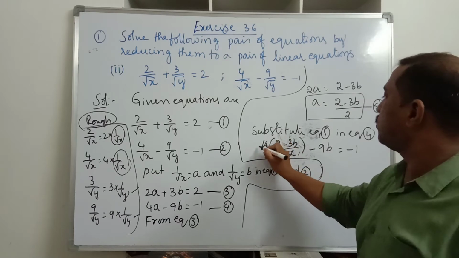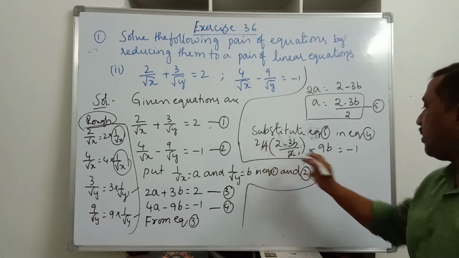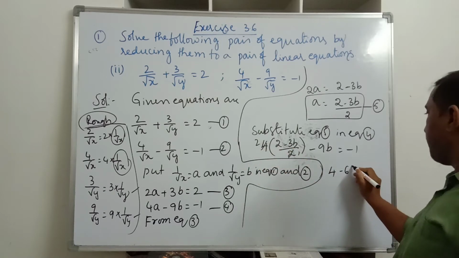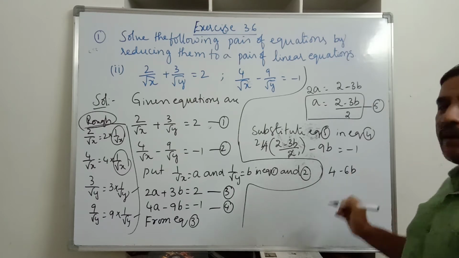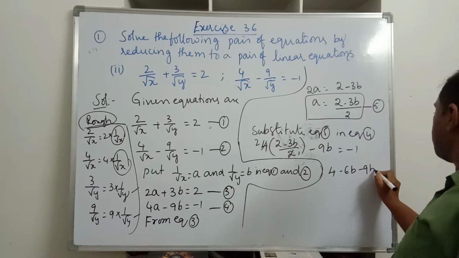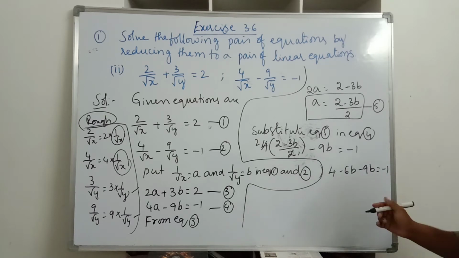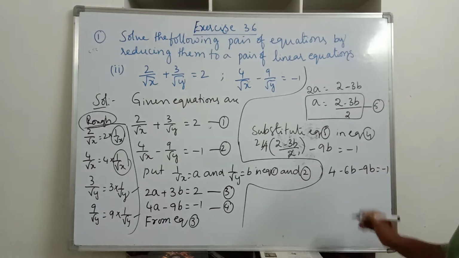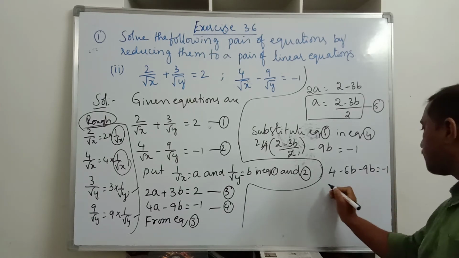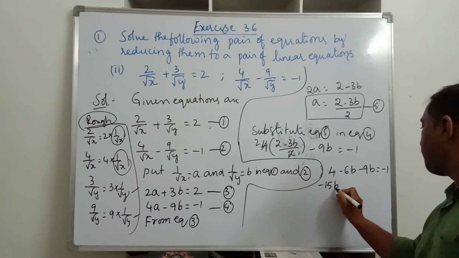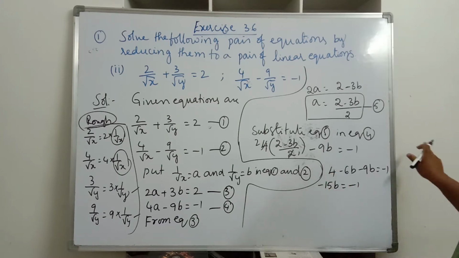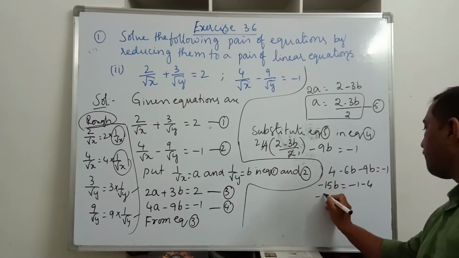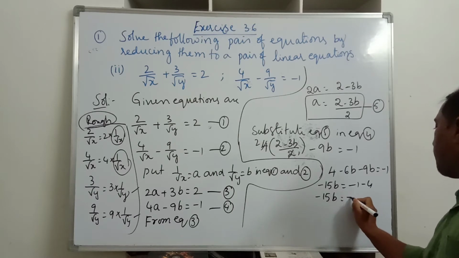2 ones are 2, 2 twos are 4, cancelled. Now multiply 2 into 2, it is 4, plus into minus is minus, 2 into 3 it is 6b. So we get 4 minus 6b minus 9b, that is equals to minus 1. Minus 6b minus 9b is equals to minus 15b, that is equals to minus 1, and transposing 4 to the RHS, this 4 will become minus 4. Now it is minus 15b is equals to minus 5.